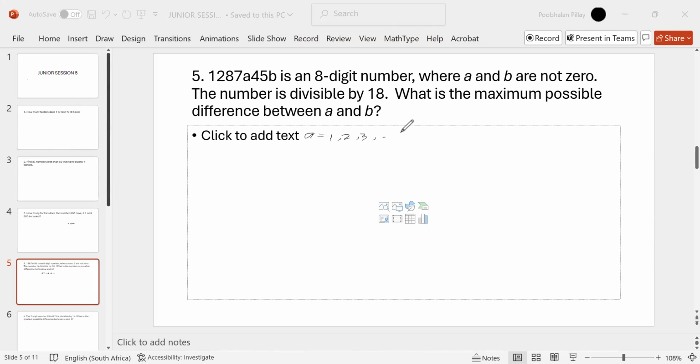It's not 0. The same with B. B is 1, 2, or 3. Okay. Now the next one is the number is divisible by 18. So 18 goes exactly into this.